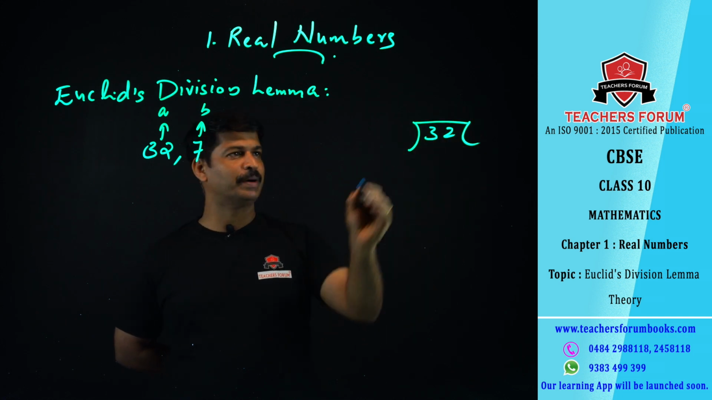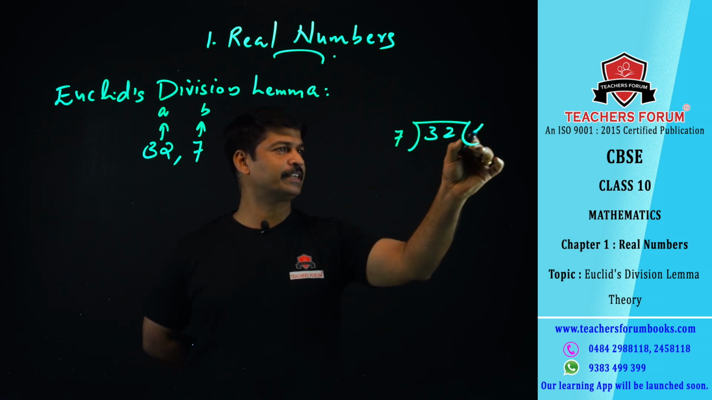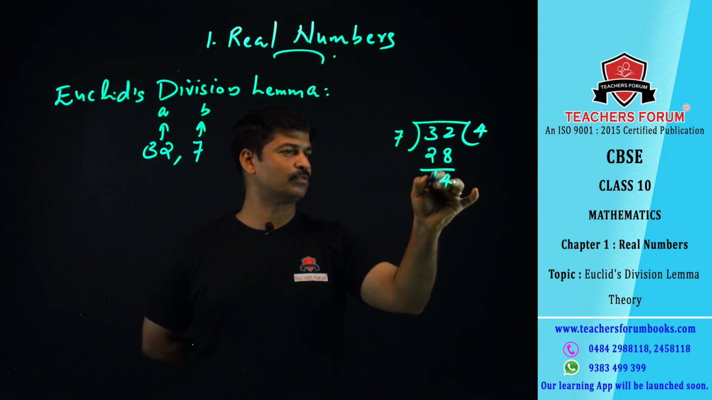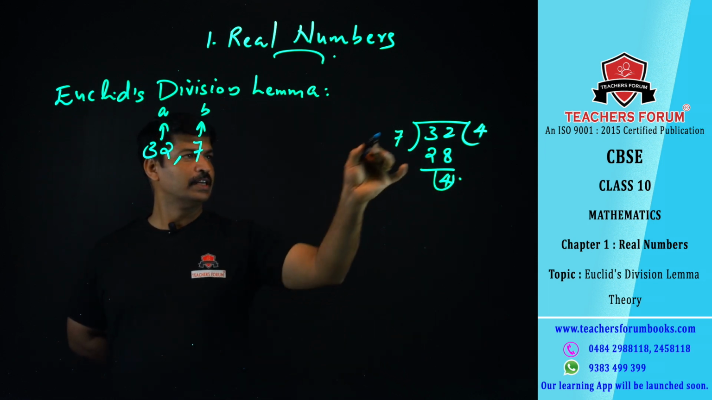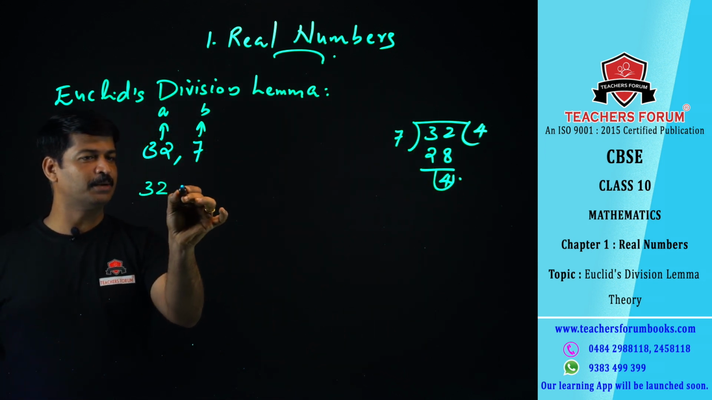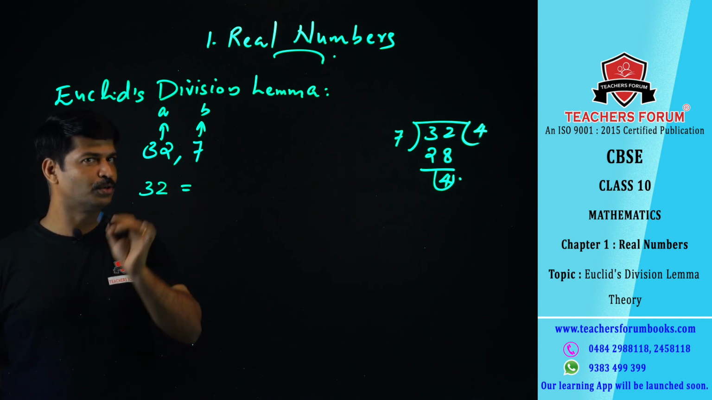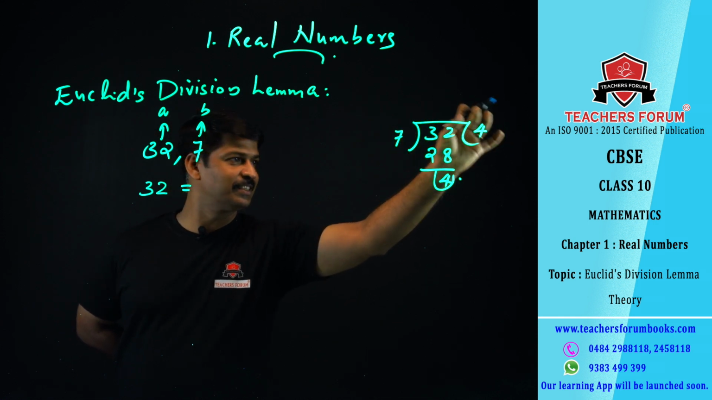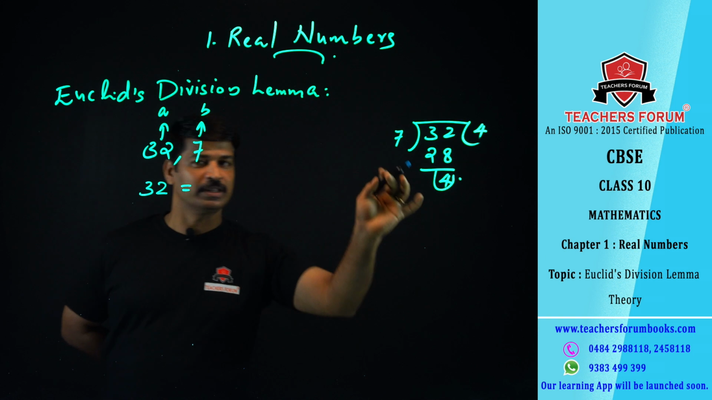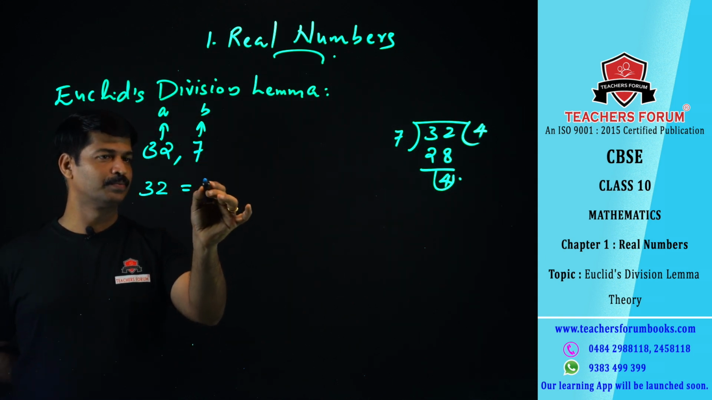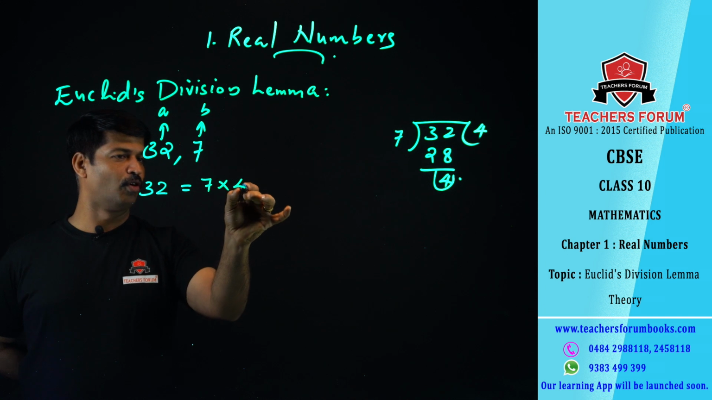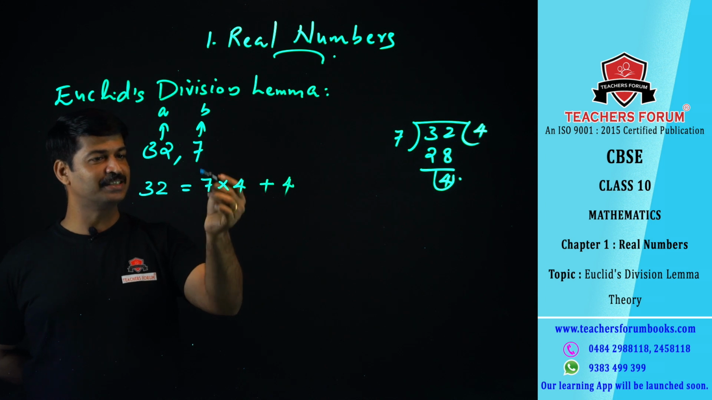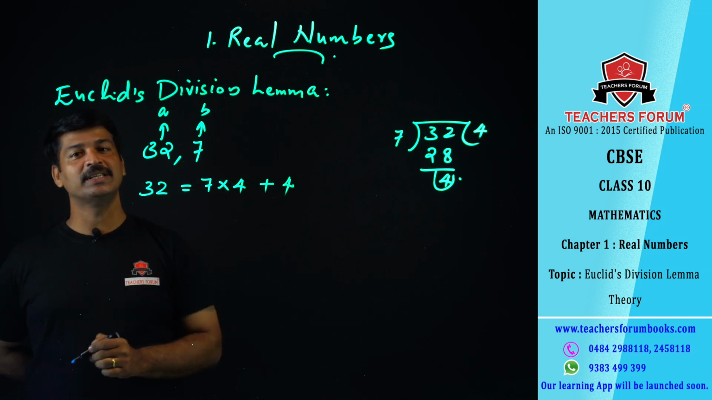When we divide 32 by 7, 7 goes 4 times in 32. 4 sevens are 28. The remainder is 4. So 32 is the dividend, 7 is the divisor, 4 is the quotient, and 4 is also the remainder. So 32 can be written as 32 is equal to 7 into 4 plus 4. This 4 is the remainder, this is the quotient, this is the divisor, and 32 is the dividend.